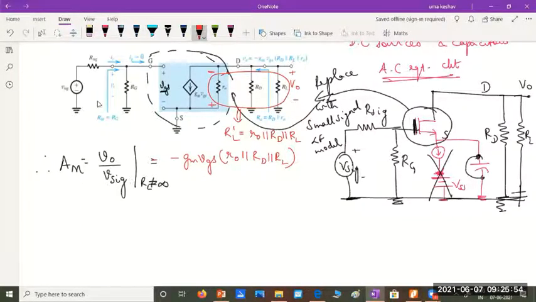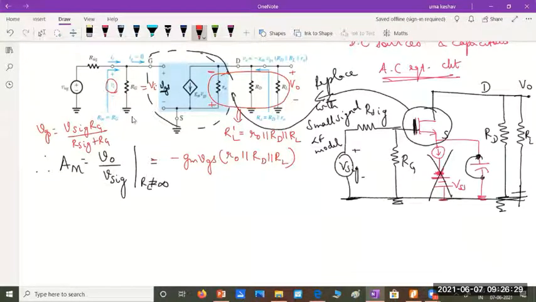Can we write V_o in terms of VGS? We will have VGS equal to Vsig RG by Rsig plus RG. Remember, the voltage divider rule can be applied if I want to find the value of Vi or VGS. Vi and VGS are one and the same. It is the voltage drop across this resistance RG.